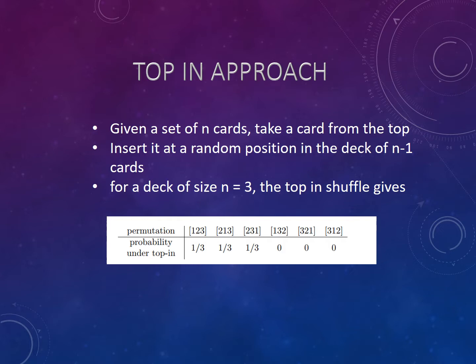So the possible permutations are 1 2 3, 2 1 3, and 2 3 1, whereas the probability of achieving 1 3 2, 3 2 1, and 3 1 2 is 0, as we are just playing with the topmost card and we would never get the reverse order.